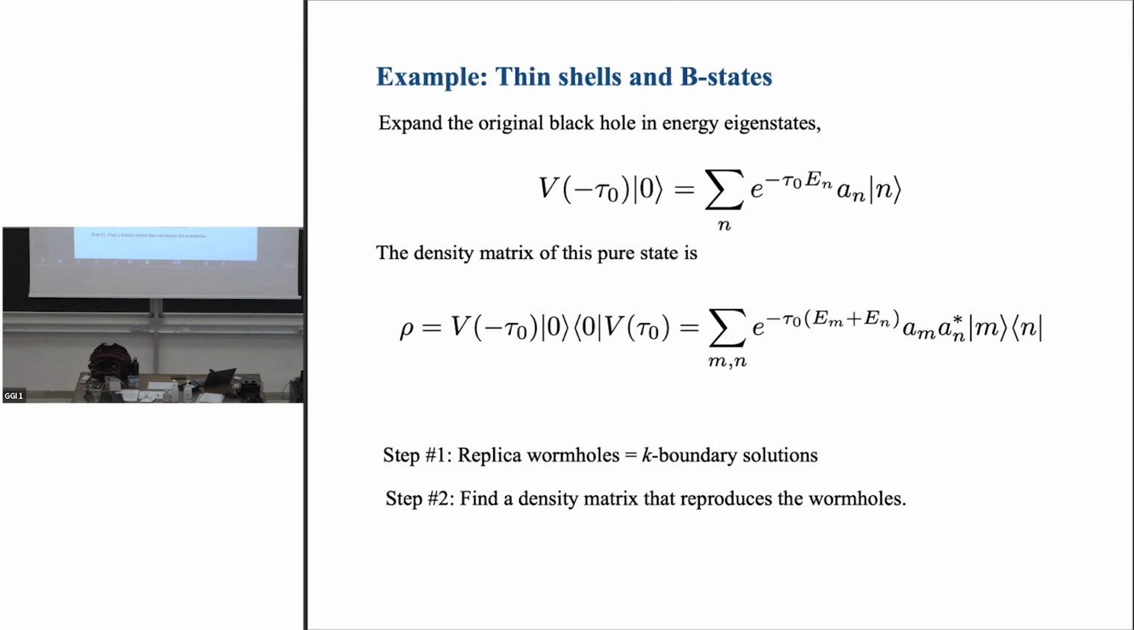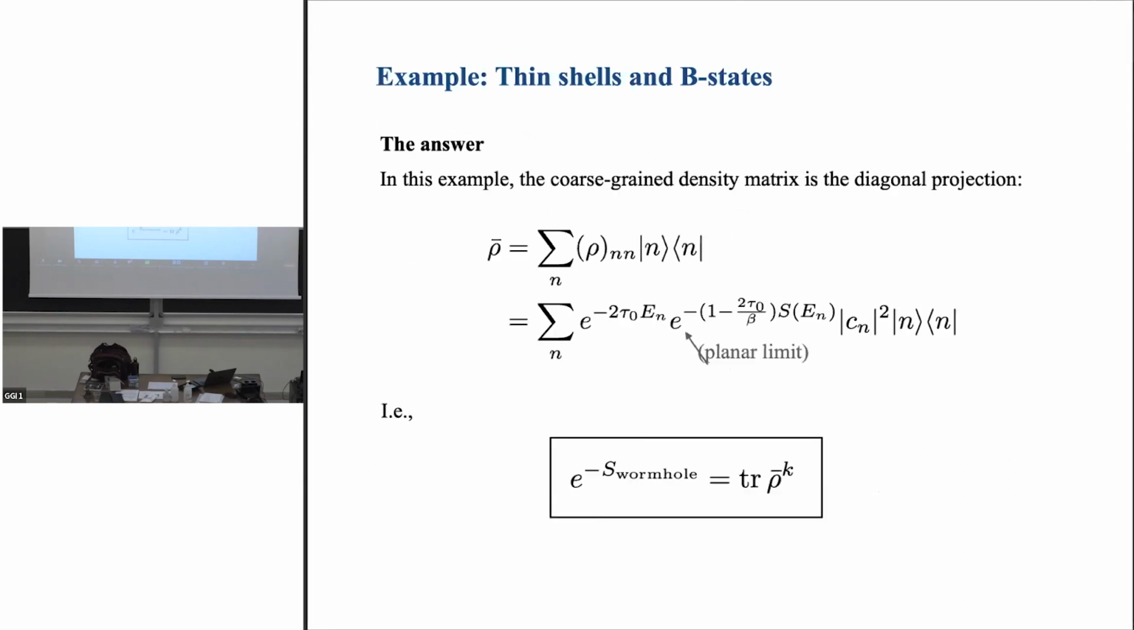First, we want to find the replica wormholes. For these locally eternal solutions, the replica wormholes are exactly the things I described in part 1. So we've already talked about the replica wormholes for this geometry. And now we need to find a density matrix that reproduces these wormholes. Now, that's ambiguous, but there's a very natural choice which does it. In this example, the coarse grained density matrix that you get is simply the diagonal projection of the original density matrix.